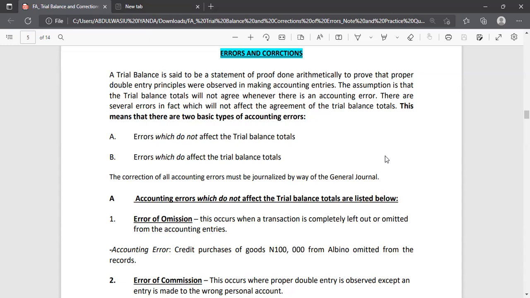And in assurance, we have what we call directional testing. Directional testing, we use it to check the situation whereby the trial balance will agree, but there may still be some error in the trial balance. So in audit, we have directional testing. In directional testing, we test the debit side of the trial balance for overstatement, and we test the credit side of the trial balance for understatement.